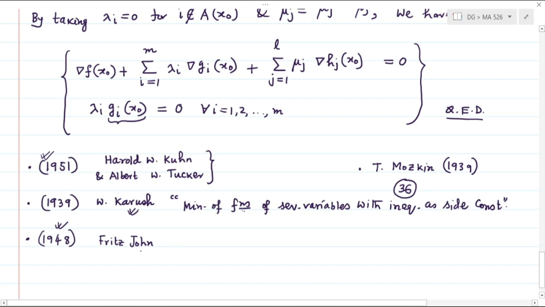Fritz John is a person from partial differential equations, and there is a very classic book by Fritz John, which is a very popular book till today. Whoever is doing research in partial differential equations must have gone through the book by Fritz John. And possibly he has a single contribution in optimization theory, and that contribution has flourished so much. Possibly Fritz John is the person who, in the first place, gave an optimality condition for constrained optimization problems, and who eventually published it.